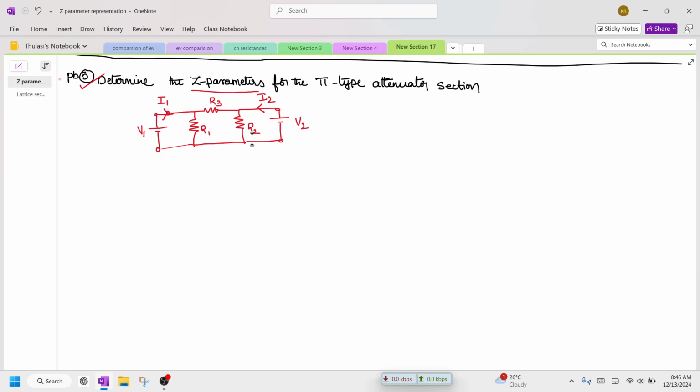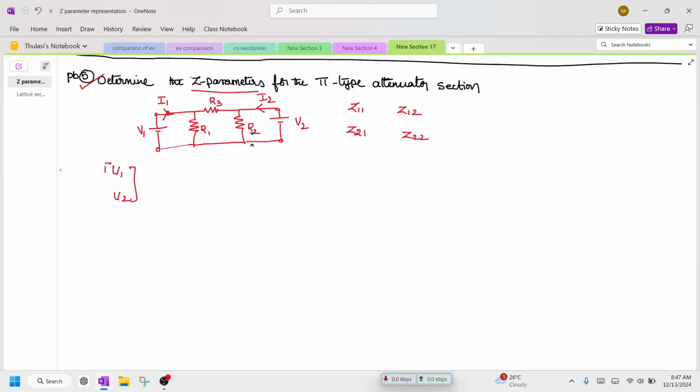The Z parameters we need to find are Z11, Z12, Z21, as well as Z22. Let's try to simplify the problem. We already know how to write down the equations of V1 and V2, so in order to remember it, I'm writing the equations.